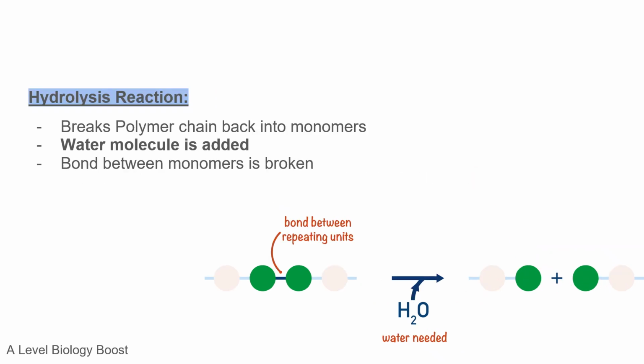Then we have something called hydrolysis. Hydrolysis is the opposite of condensation. This is when we go back from polymers to monomers. In this, water is added and a bond between monomers is broken. You can see in this diagram, this is a full polymer chain. We add water and this causes the bond to break, and then we go back into monomers. So we went from polymers to monomers again.